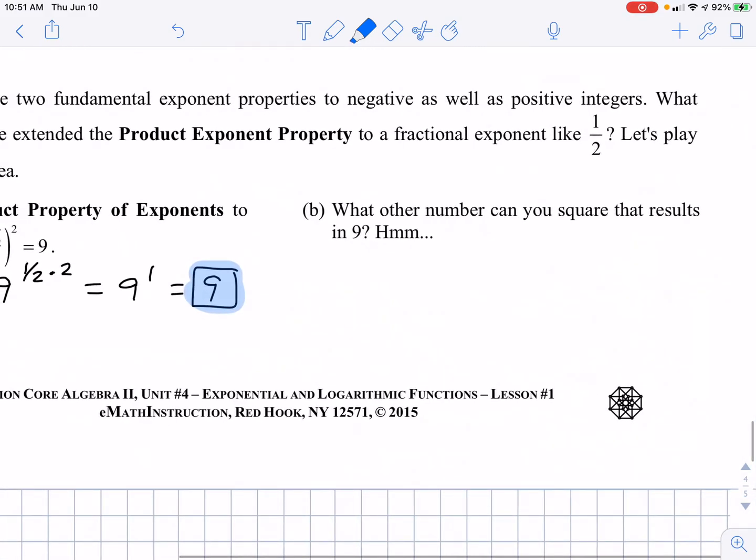And what other number can you square that results in 9? Well, of course, 3. 3 squared equals 9.